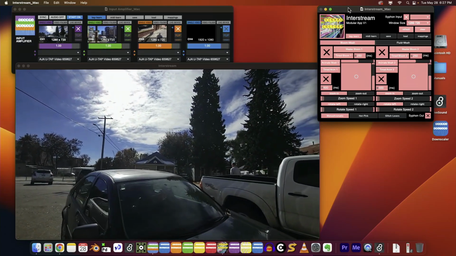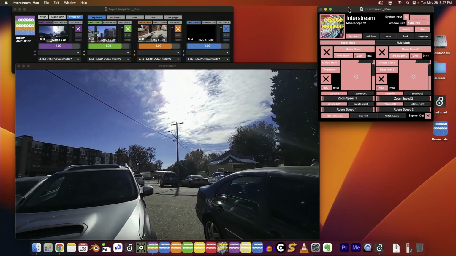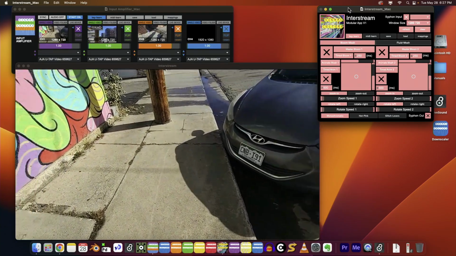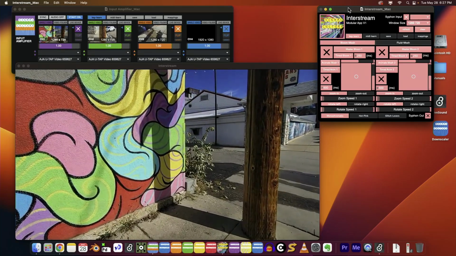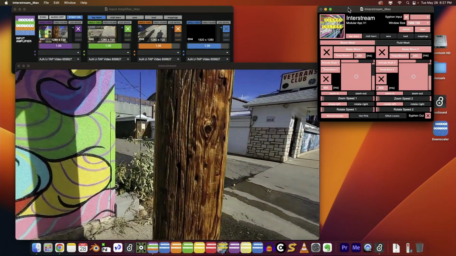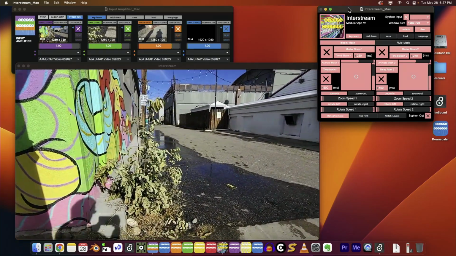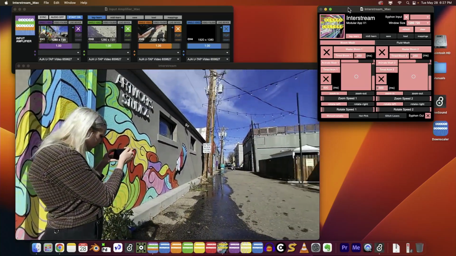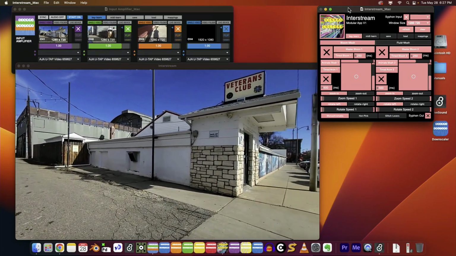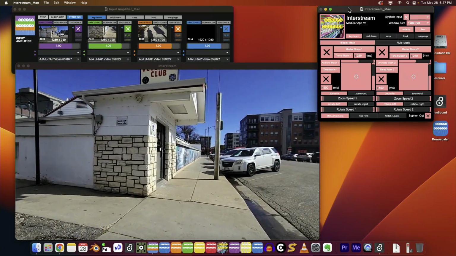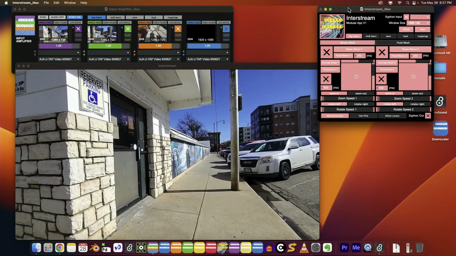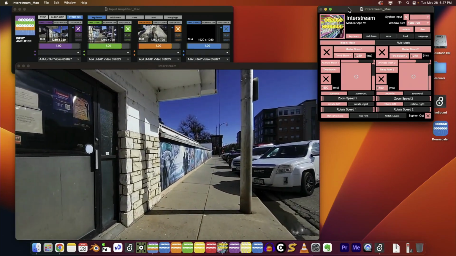So Interstream has a lot of different ways to mosh. The two main functions in Interstream are what we would call the bloom mosh and the fluid mosh. Now, blooming comes from a term from early days of data moshing, where you just let one part of the image bloom and rupture, and fluid mosh allows that kind of rupturing to happen over time. So let me show you the advantages of both.